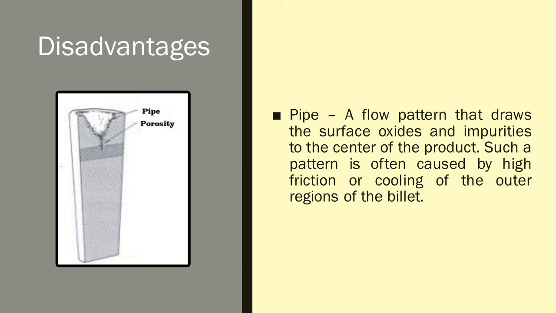Pipe: a flow pattern that draws the surface oxide and impurities into the center of the product. Such a pattern is often caused by high friction or cooling of the outer regions of the billet.